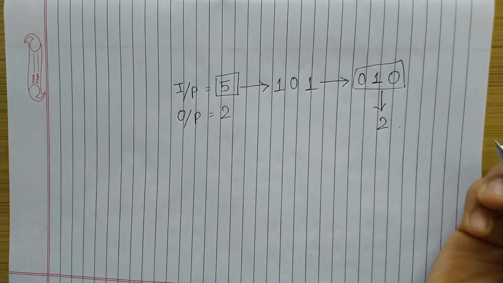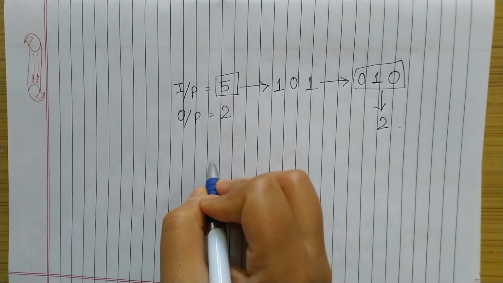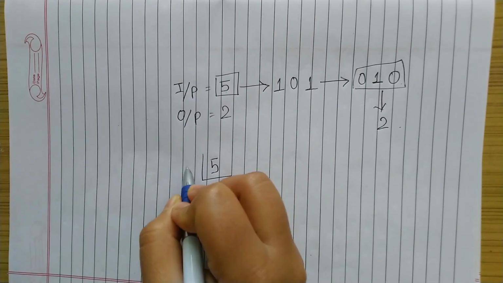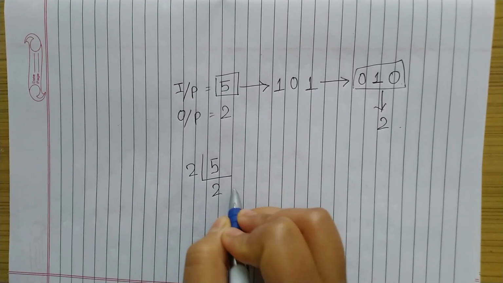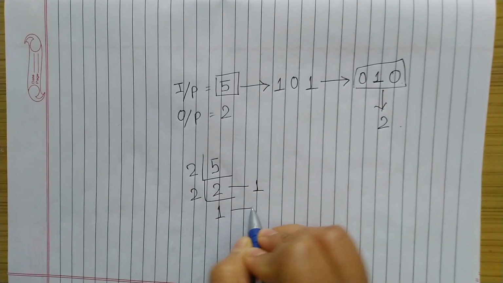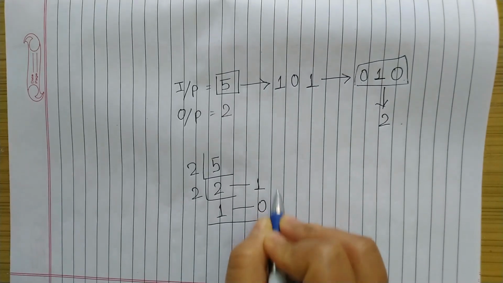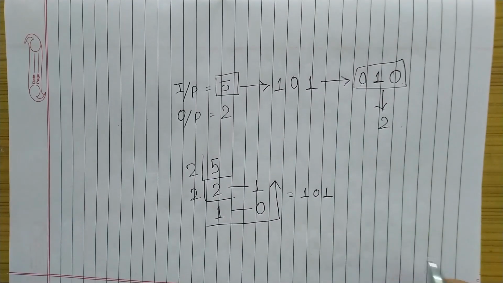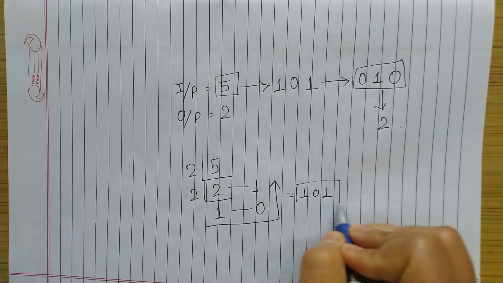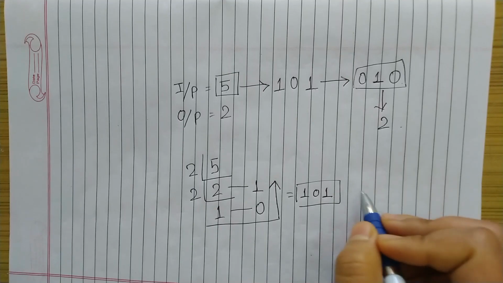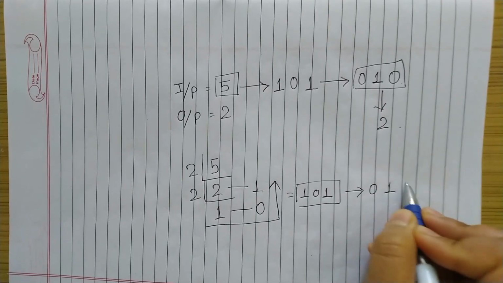Now how do we do this? So first of all, 5. To convert this into binary, we will divide by 2. So 2 and remainder 1, again 2 and remainder 0. So we'll have to say it in this form. So we will have 101. And after complementing, we just reverse the digits. So we have 0, 1, 0.